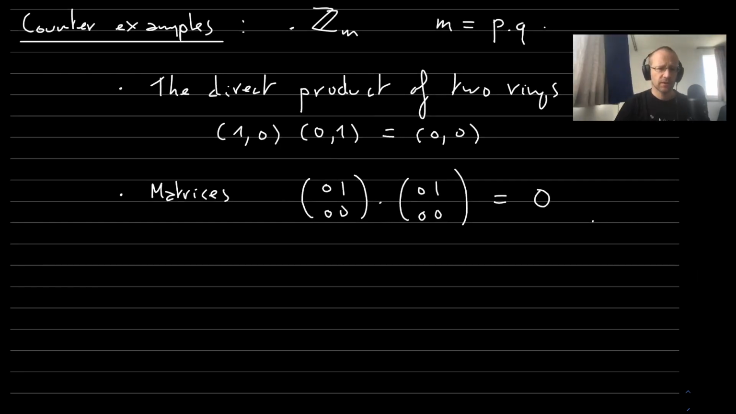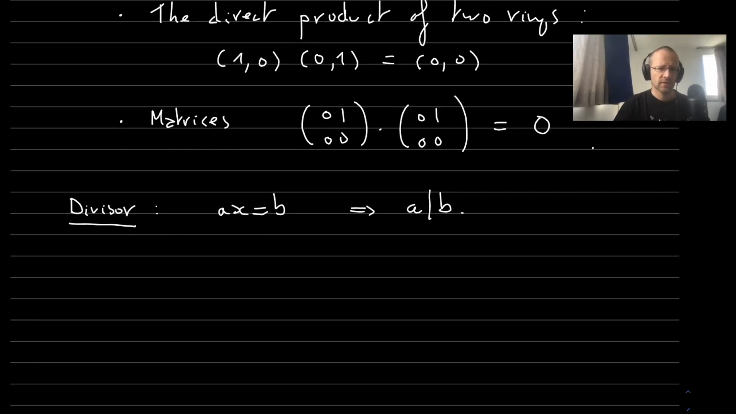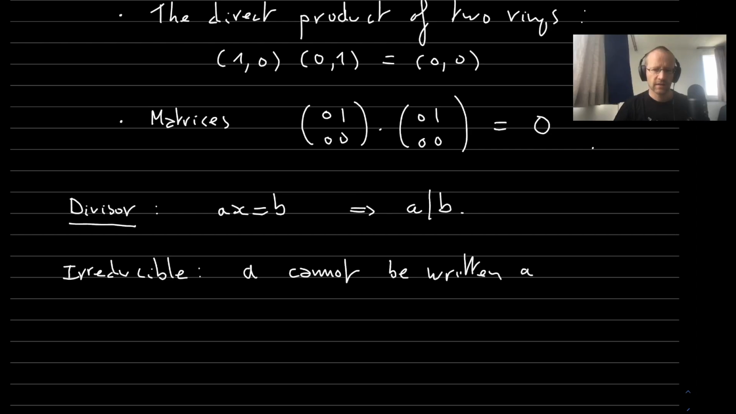In an integral domain, we can have a concept of a divisor. If A times X is B, then A divides B. We also have the concept of an irreducible element. This says that A is irreducible if it cannot be written as B times C.